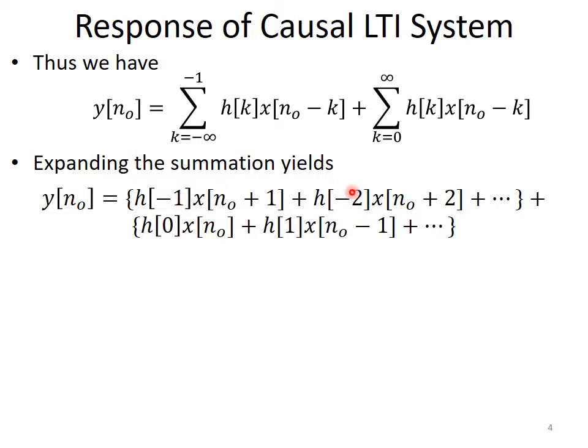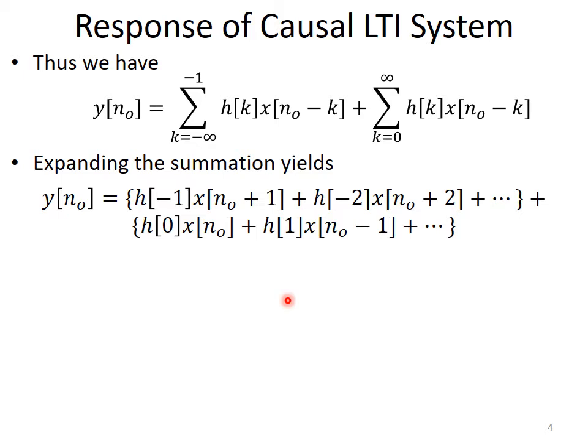In this part, the value of k is first equal to minus 1, then minus 2, then minus 3, and so on, until k is equal to minus infinity. Similarly, when this part is expanded, the first value of k is 0, then 1, then 2, and so on until k is equal to infinity. Now if you look at these two parts of the expanded summation, you can see that this part contains the values of the input signal which are actually future values.